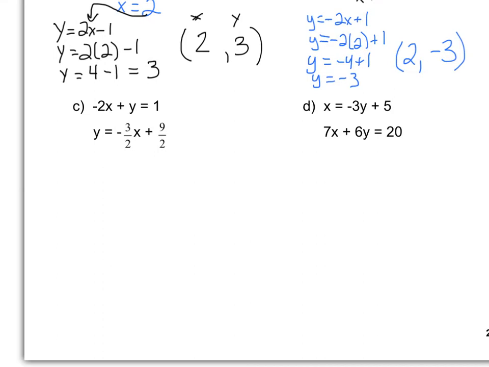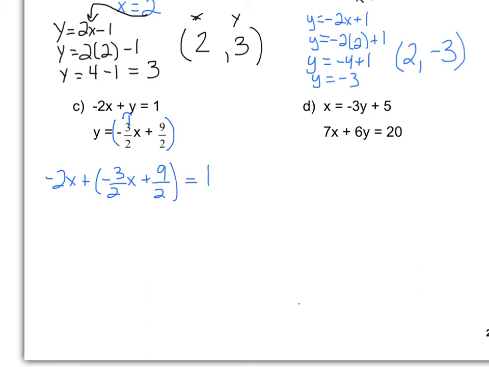Now we're going to take a look at example C. It's the same steps, but it might be a little bit more challenging because now we're going to have fractions that we're going to want to get rid of. So same thing as before, examine the two equations, decide which one's going to be substituted into the other. Well, since this one is already isolated for y, this is what's going to get substituted into this place. So this part here is going to get substituted into the y place. So we'll write our new equation, minus 2x plus negative 3 over 2x plus 9 over 2 equals 1.